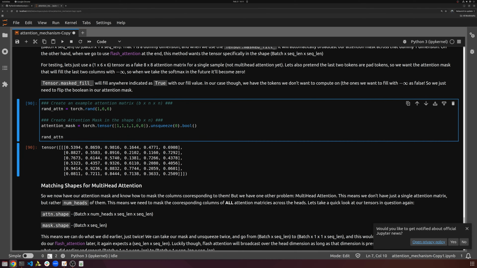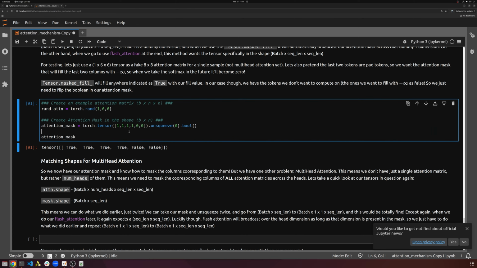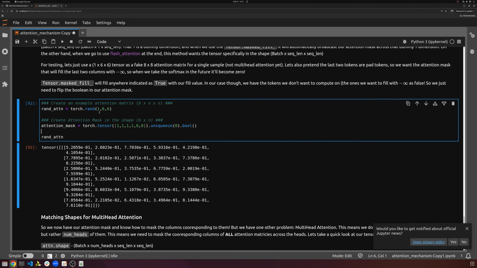We now want to fill in our attention mask. Notice here we have 0s and 1s. If we look at our attention mask, the last 2 things are false and the first 4 things are true. So we don't want to compute attention here, meaning we want to zero out.